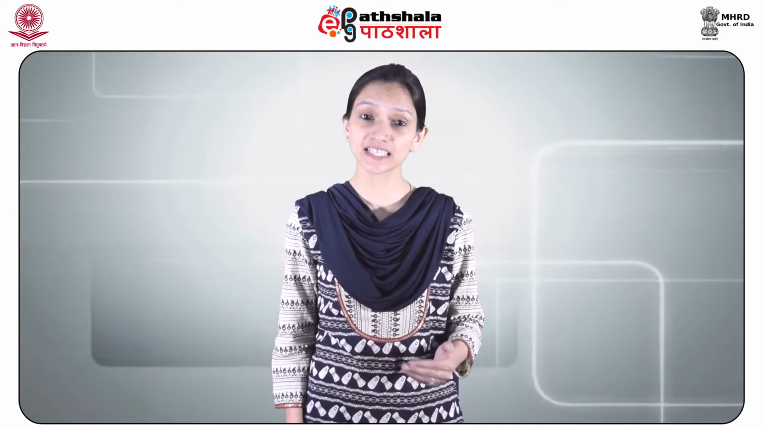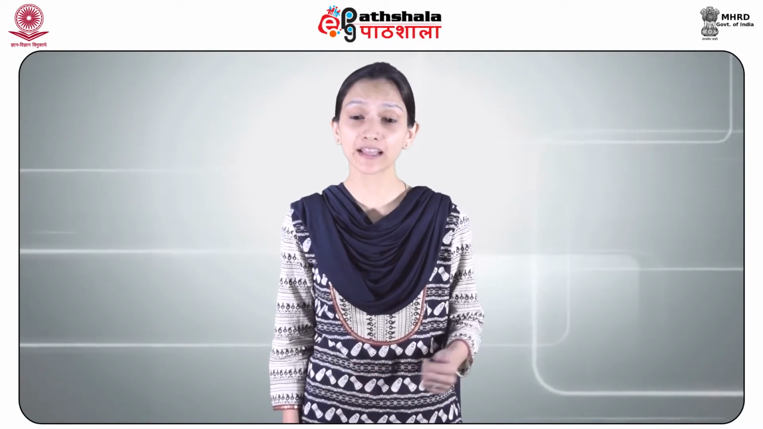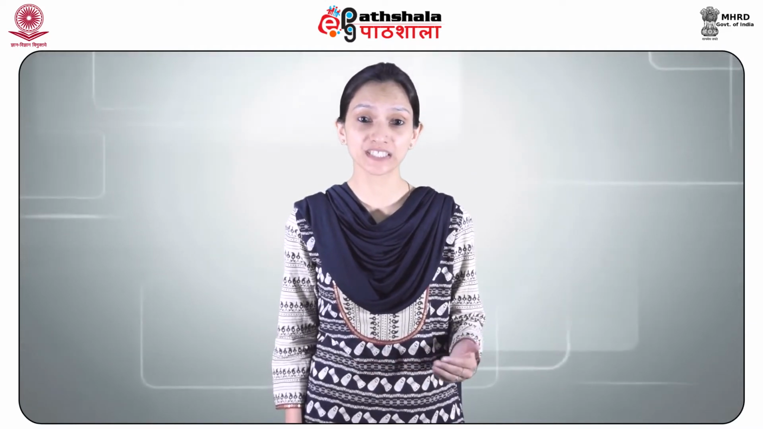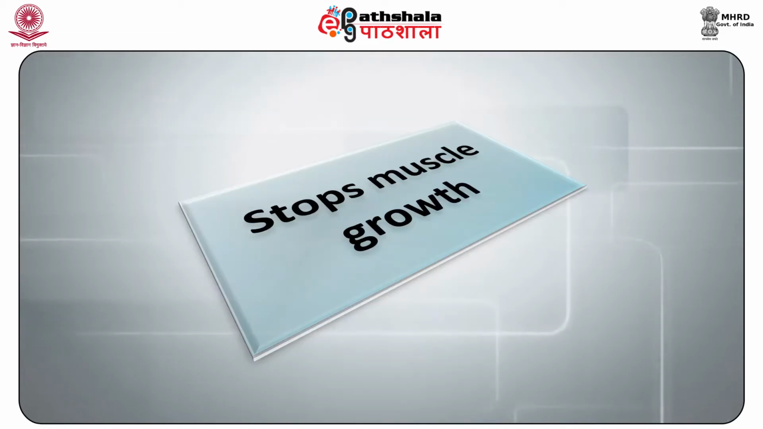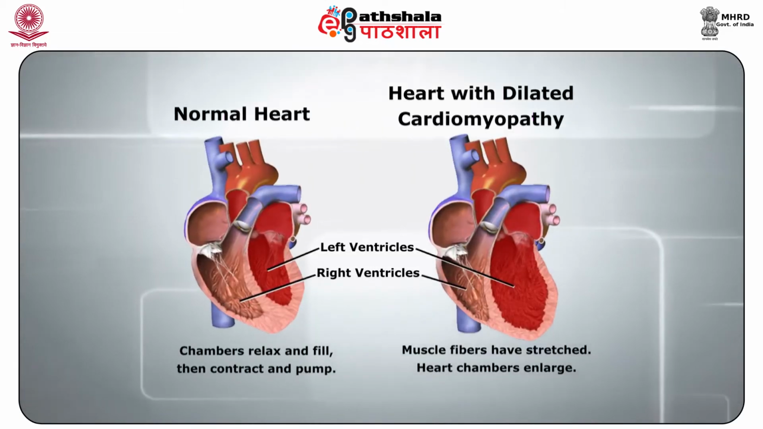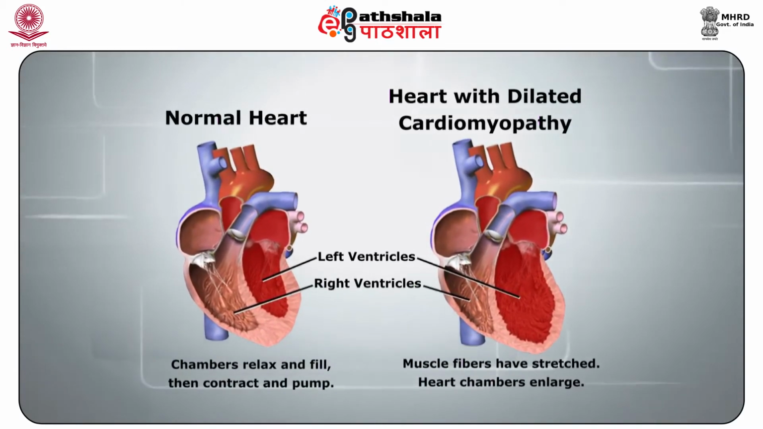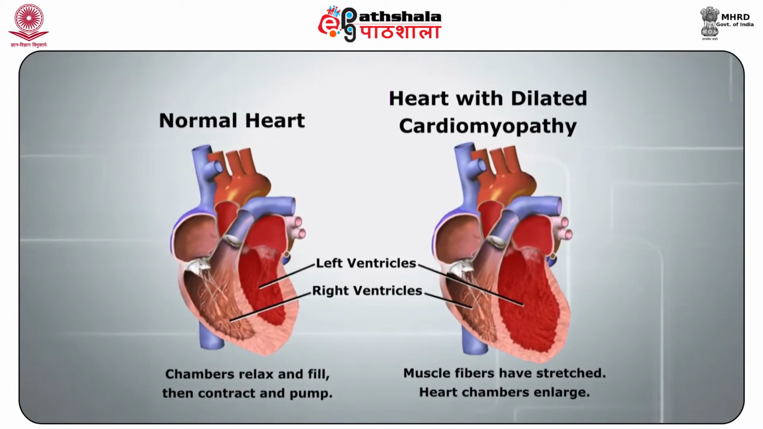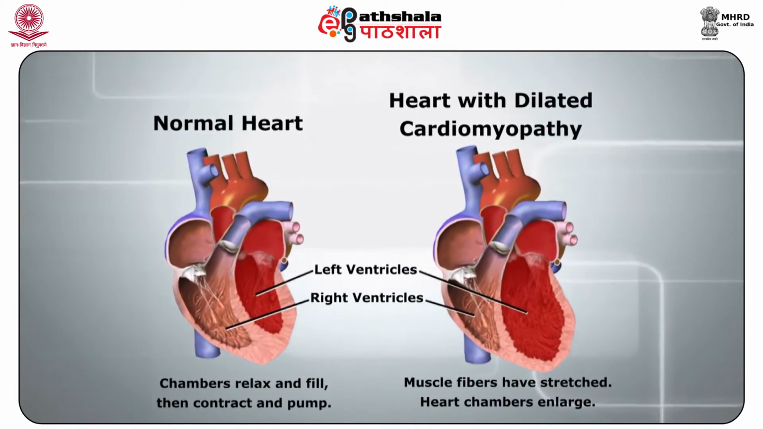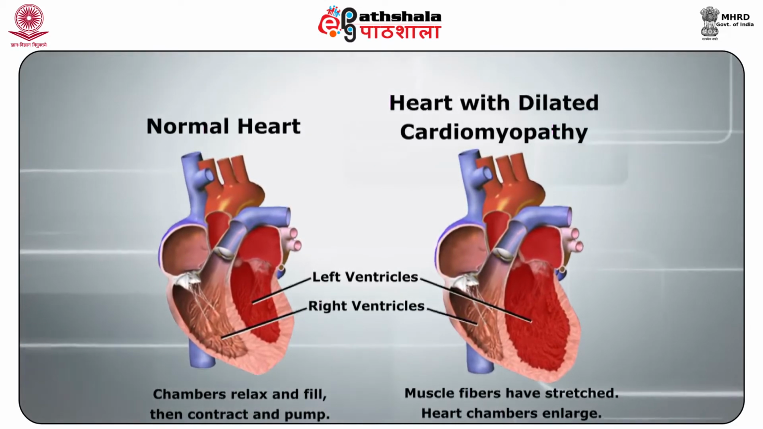Muscles. Protein synthesis is essential for muscle growth. Drinking alcohol actually inhibits protein synthesis. Therefore, alcohol stops the muscle growth. Alcoholic cardiomyopathy is a disorder in which drinking too much alcohol over a long period of time weakens the heart muscle so that it cannot pump blood efficiently.